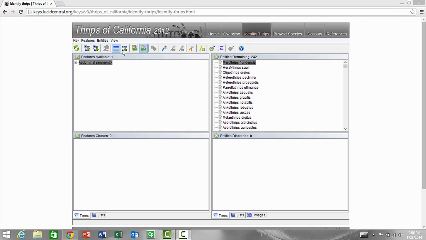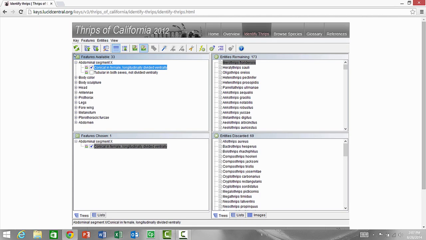There's various ways to use this key. I'm going to use what's generally considered the best way pretty much all the way through. But you can choose any character you want of the features that are included. Here it already has up the very first character, which is abdominal segment 10. So I'm going to click on abdominal segment 10. And I think we know enough about the morphology of thrips to be able to recognize which character to choose here. But this is not tubular, but conical in female and longitudinally divided ventrally.